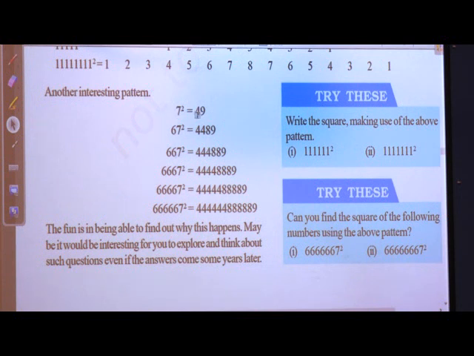Now, what exactly is the pattern? 7 squared is 49, 7 times 7 is 49. 67 squared: the number is ending with 7, and the result is 4489. Okay, 667: now one more 6 is coming in the hundreds place. So it became 667.